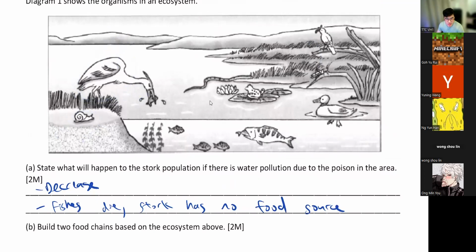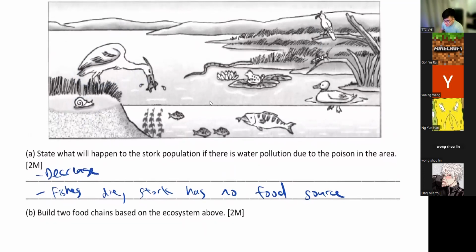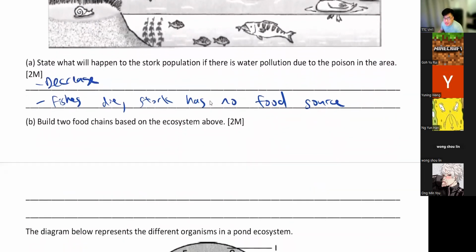Ants defend aphids from... oh yeah, this one I know. It's like a mutualism, right? They protect. Ants will protect aphids, right? Okay. This one I know.